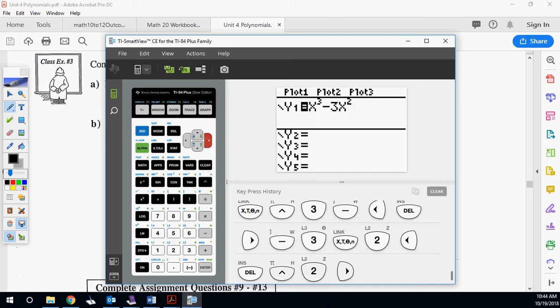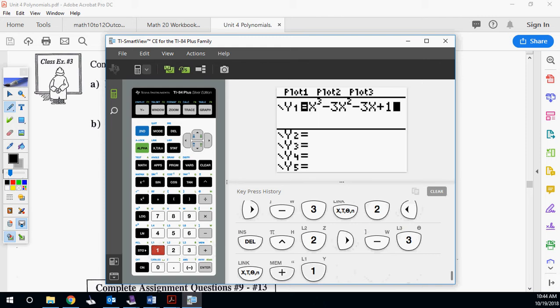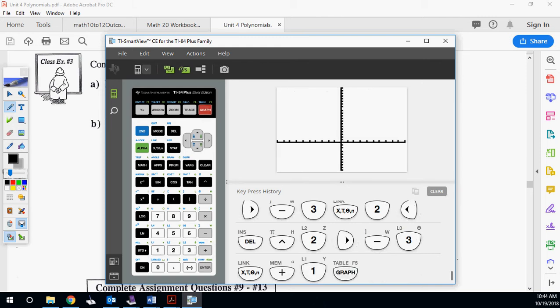Minus 3x squared minus 3x plus 1. We're going to graph that, and we want to see if any of those zeros look like a whole number. They want us to find all of our zeros, and then use synthetic division to determine the exact value for the other ones. So hopefully one of them will be a whole number, and the other two will be radicals or exact values, something I don't want decimals for. Let's find all three of these real quick.